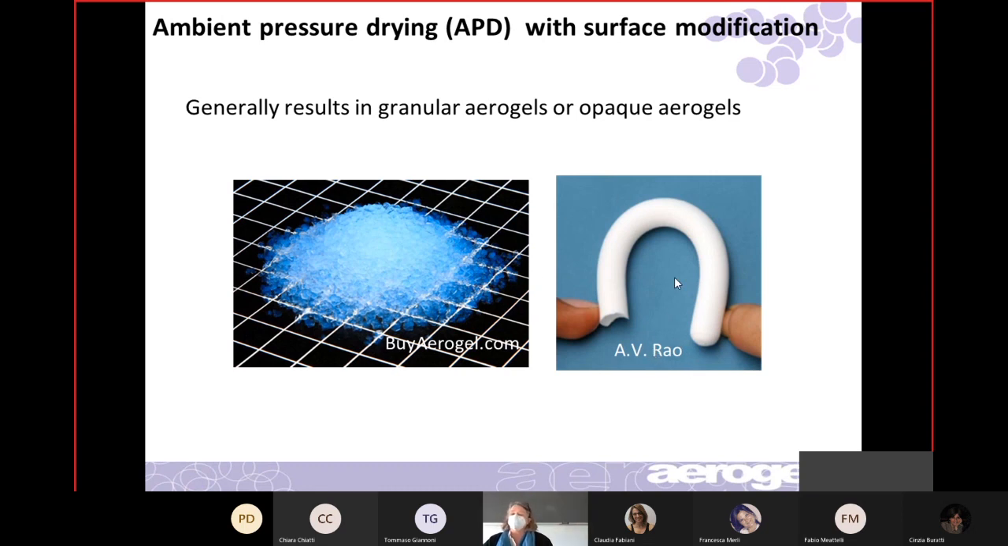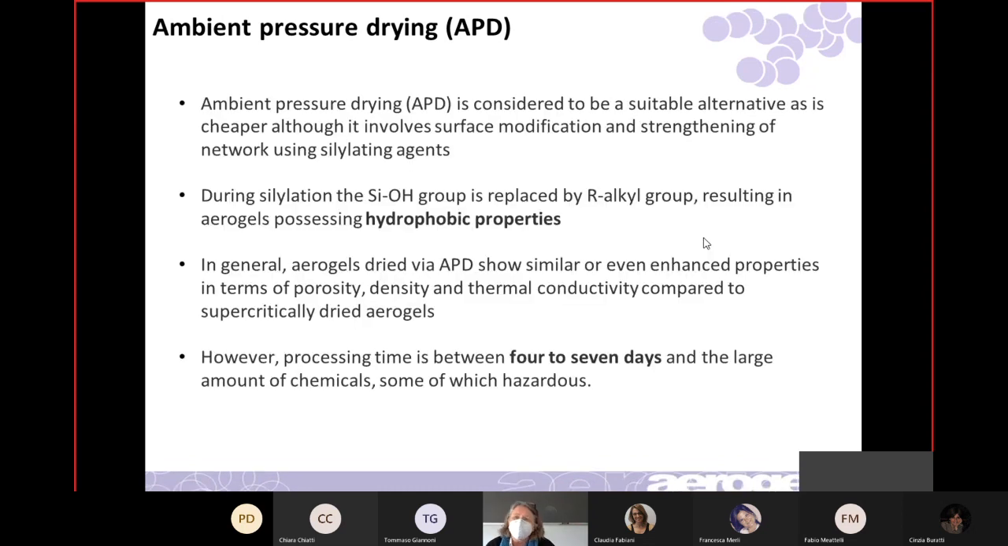Okay, so ambient pressure drying is a suitable alternative way to make aerogels. It's considered cheaper because it doesn't require expensive equipment.